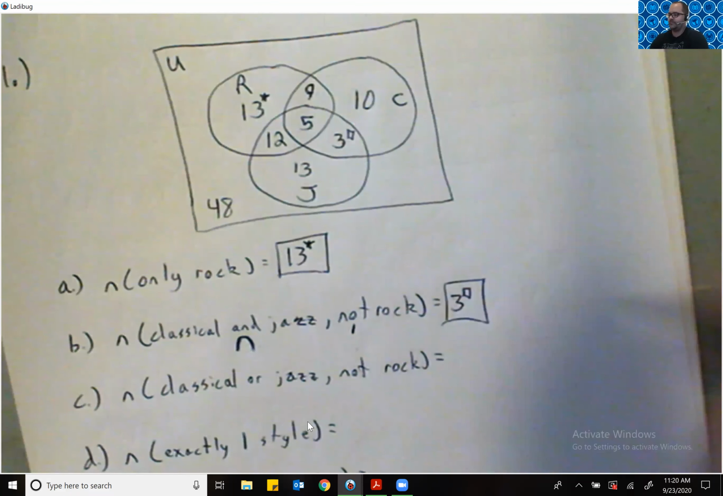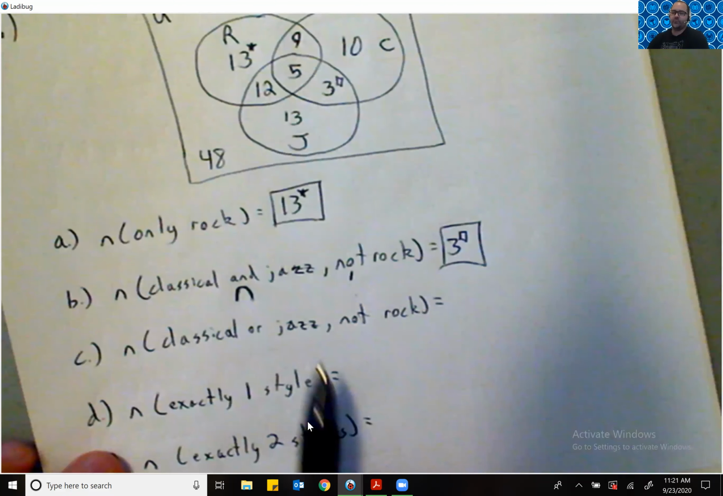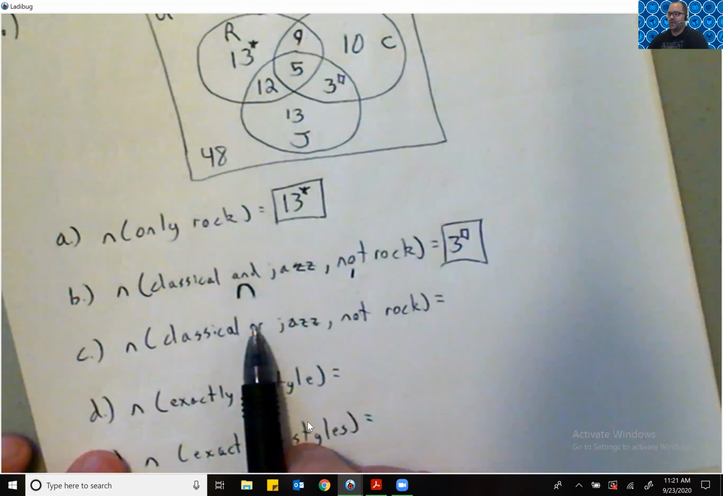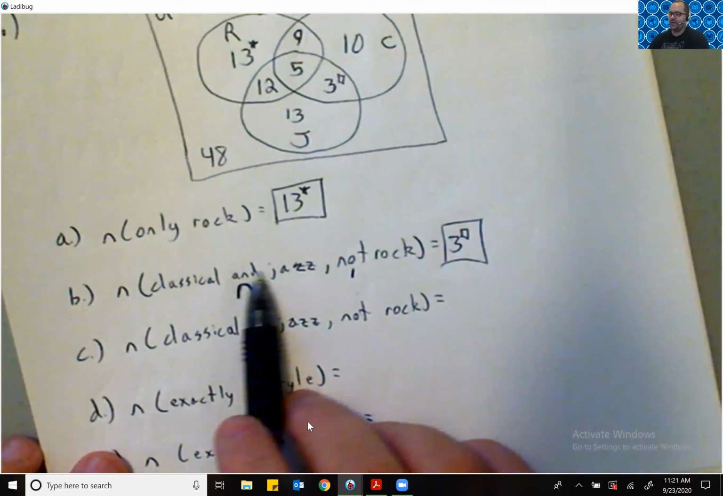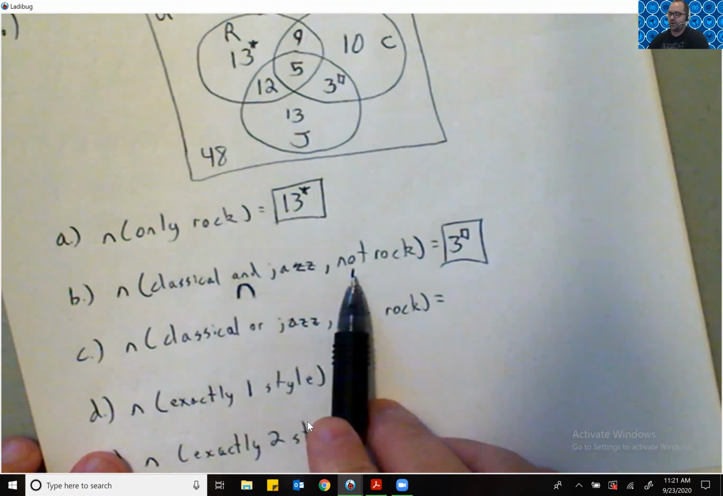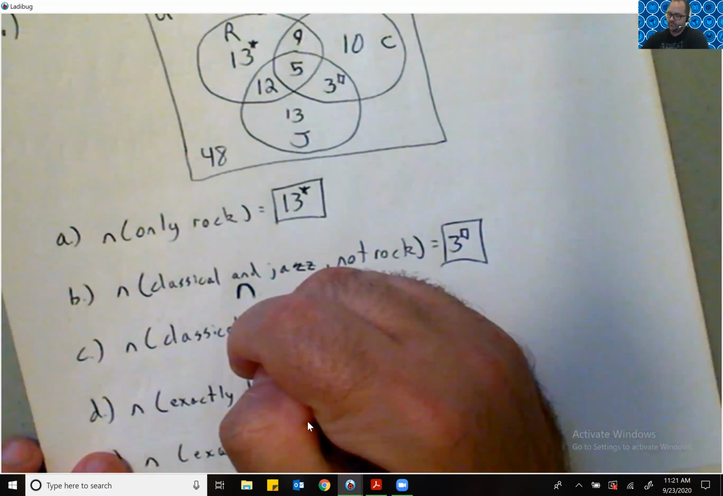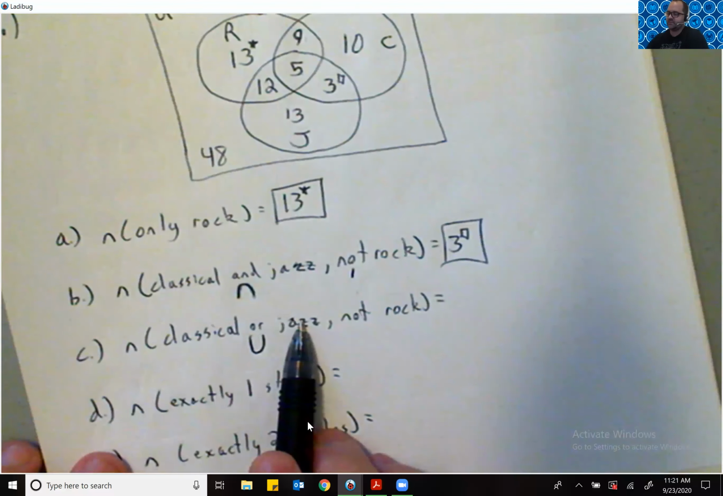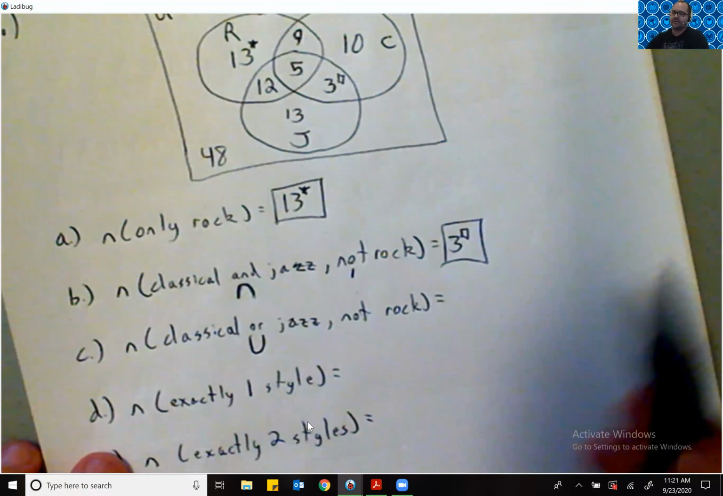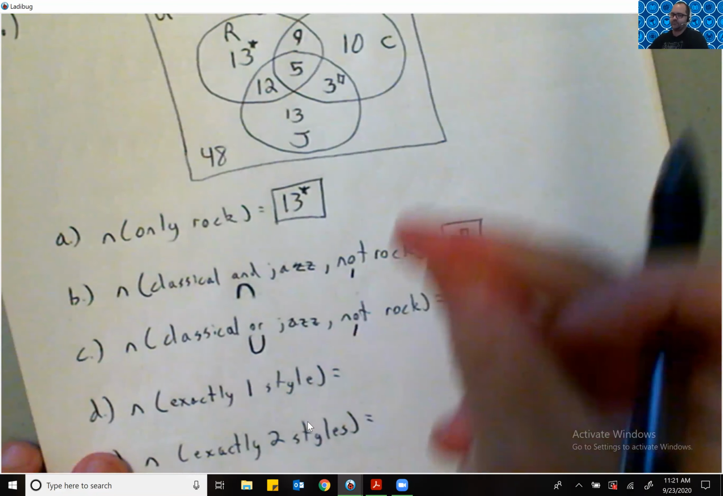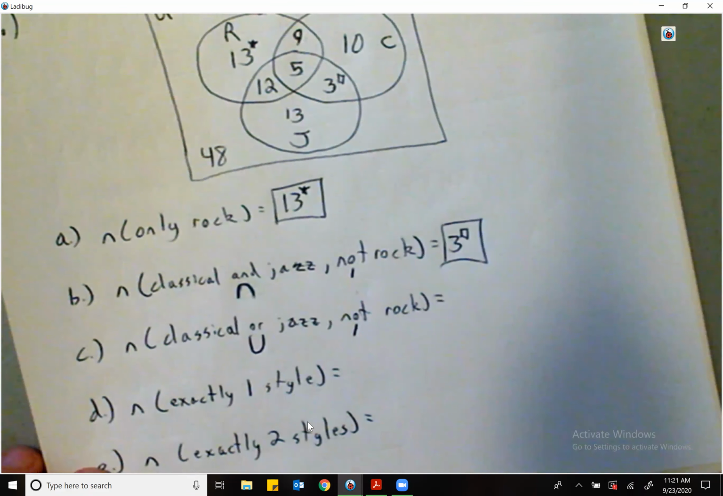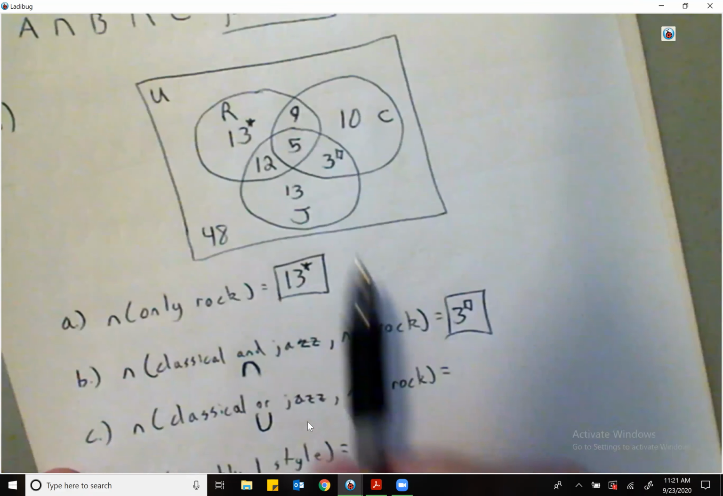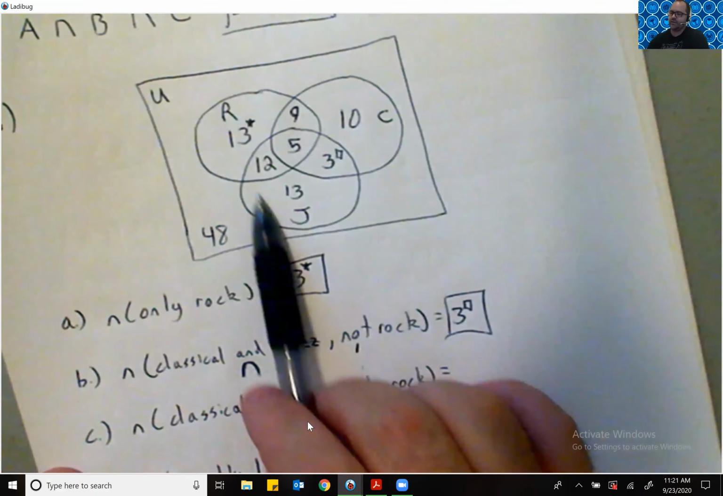Now, down here, or represents one of our symbols. And since you know that this is intersection and this is complement, that means the or is the union. So you're going to look at the union between classical and jazz, and then we're going to snap the rock out. Okay. So what numbers up here represent the union between classical and jazz?